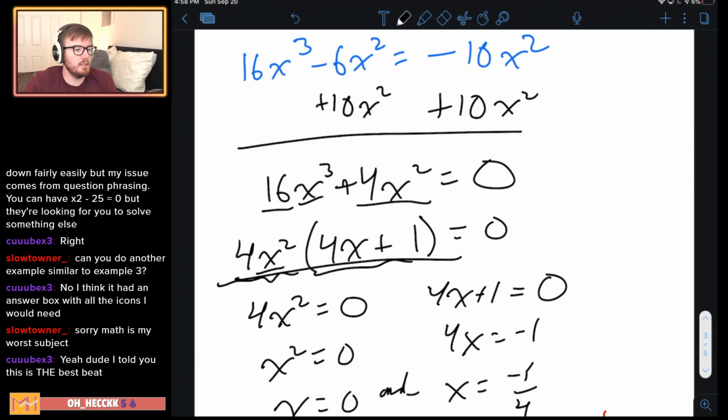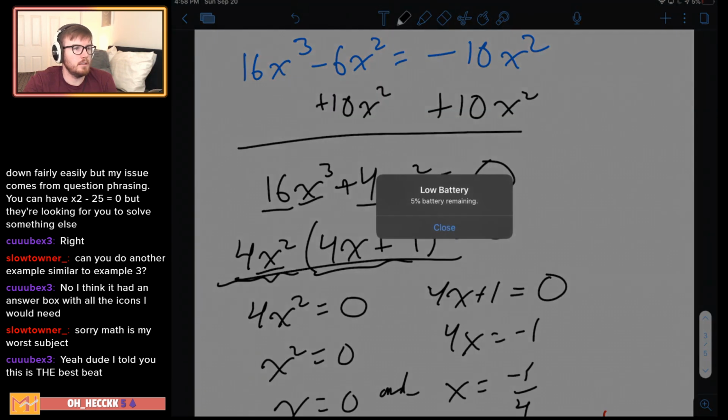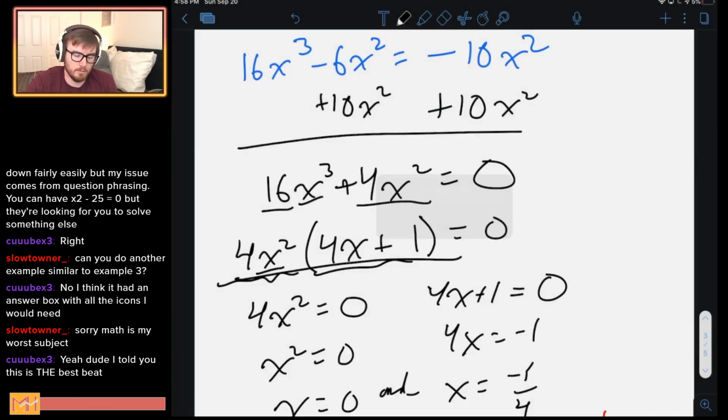This one is called matcha. All right, Slow Turner, we have 5% left.